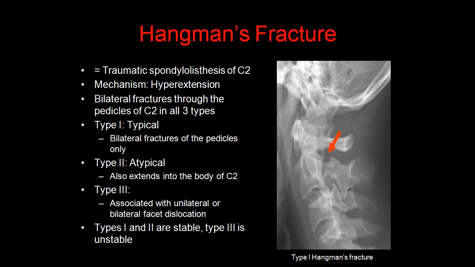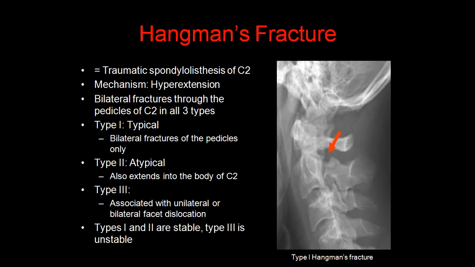A hangman's fracture is otherwise known as a traumatic spondylolisthesis of C2. The mechanism is hyperextension, and these are bilateral fractures through the pedicles of C2 in all three types of hangman's fracture. A type 1 is known as a typical hangman's fracture. These are bilateral fractures of the pedicles only. A type 2 is atypical.